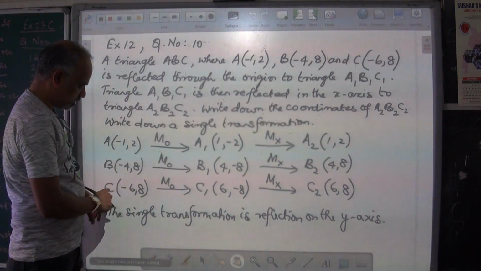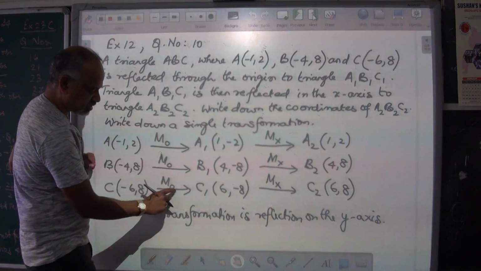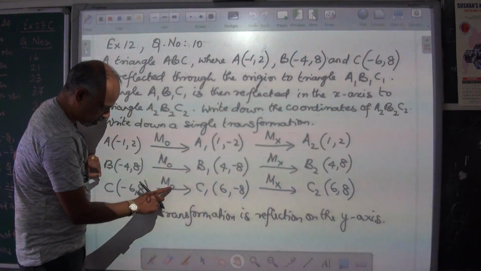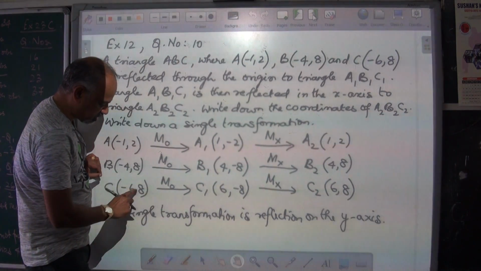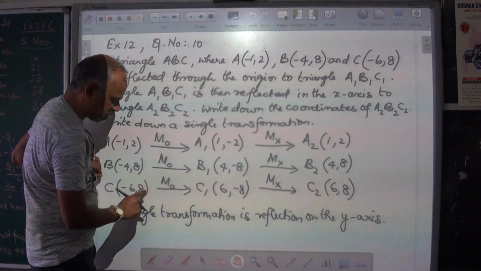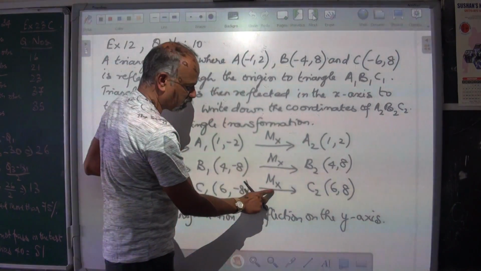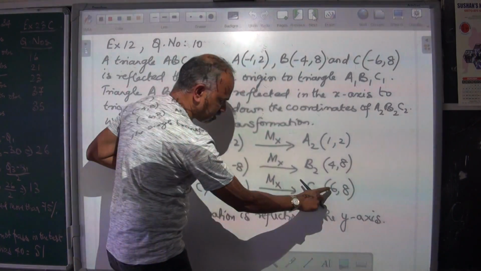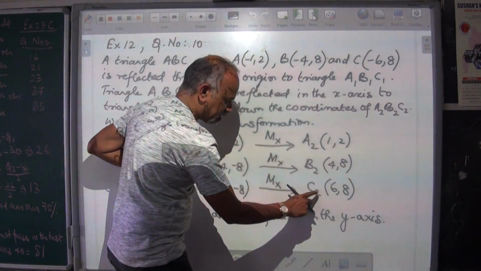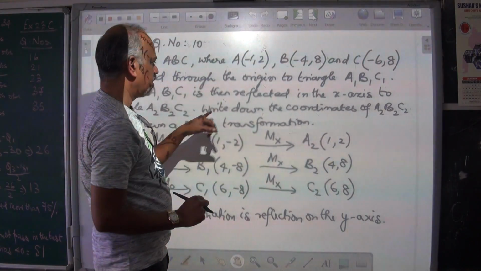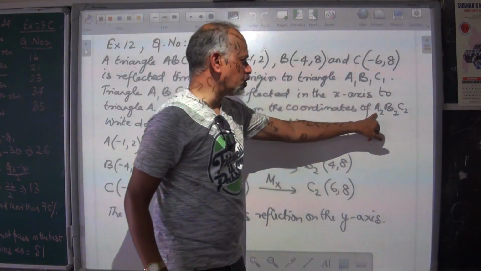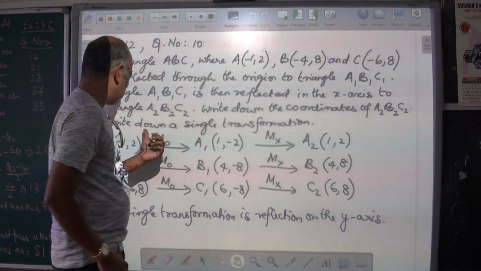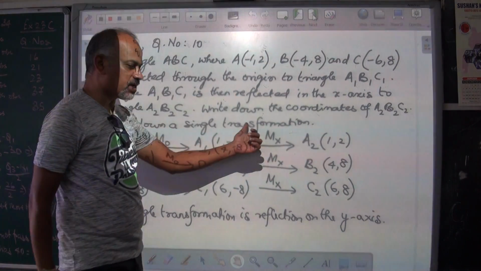And starting with C. C's coordinates are these. First it is reflected in the origin. C becomes C1. Because it's reflected in the origin, both signs will change. This will become 6 and this will become minus 8. And if you continue reflecting on the x-axis, y coordinate sign will change. That 6 remains same, minus 8 becomes 8, that is point C2. Question was, write down the coordinates of A2, B2, C2. All three are here. And the last part is, write down a single transformation.